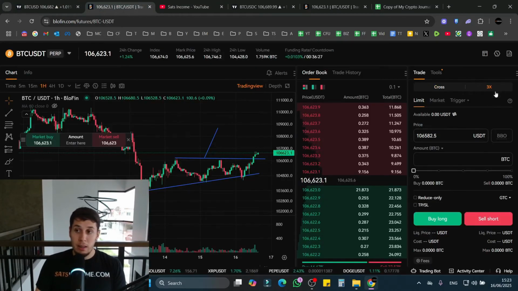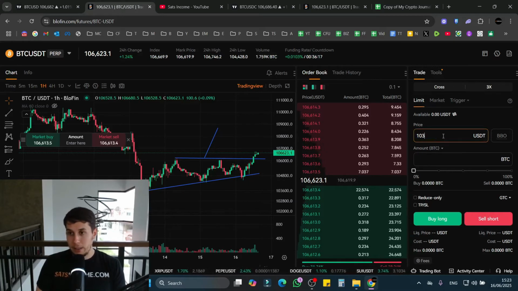Now that's about the leverage. Order types, you guys already know. You use a market order, you use a limit order. You use a limit order when you want to enter at a lower than the current price.